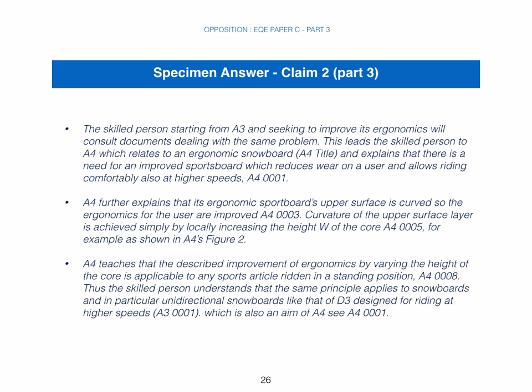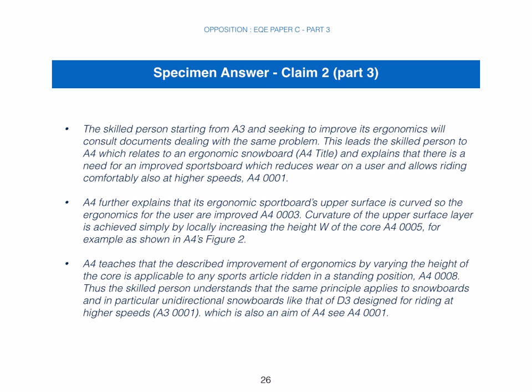We continue. The skilled person, starting from A3 and seeking to improve its ergonomics, will consult documents dealing with the same problem. This leads a skilled person to A4, which relates to an ergonomic snowboard, A4 title, and explains that there is a need for an improved sports board, which reduces wear on a user and allows riding comfortably also at higher speeds, A4 paragraph 1.